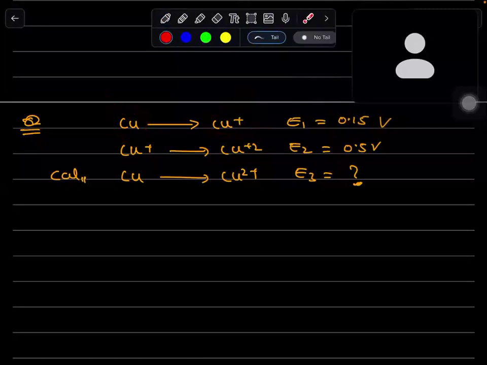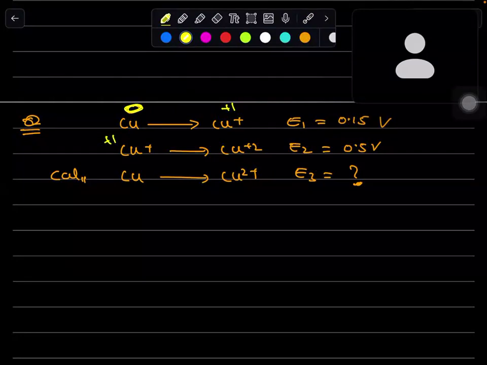Actually, in this one it is 0, sir. Here is 0. Okay. Then here +1. Done. Next, here also +1. Like you said, manganese has its own oxidation state, and copper does too.